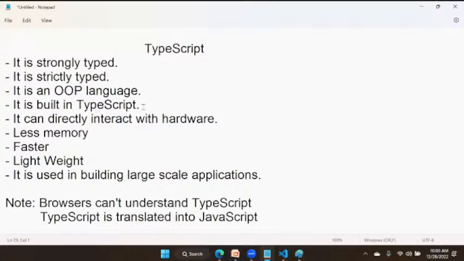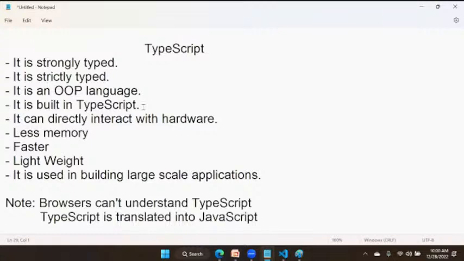What is the advantage of building a language in itself? So that it can directly interact with hardware. It can be faster. It uses less memory. It can be easily understandable to operating systems.